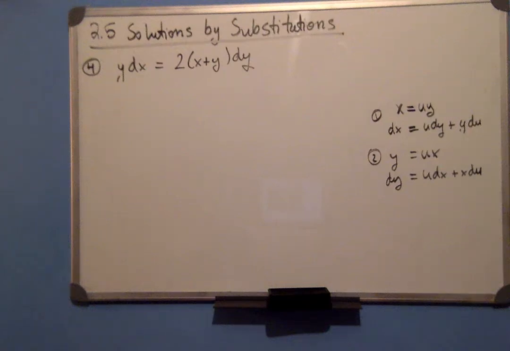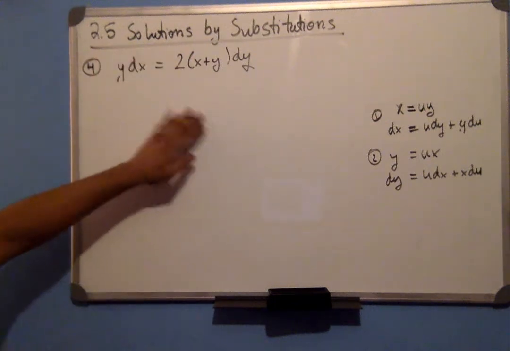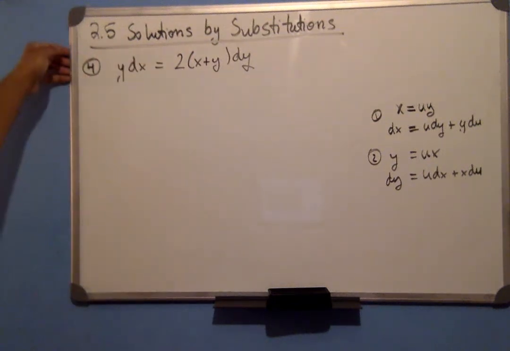Chapter 2.5, solutions by substitution. So we have this equation here, y dx is equal to 2 times x plus y dy. We realize that we need to use some sort of substitution to solve this, as the equation is not exact. And in addition to this, we can't use the separable method nor the integrating factor.